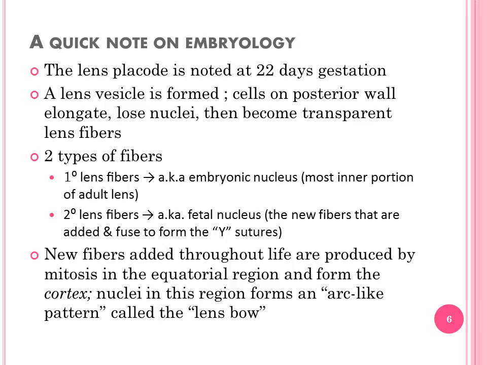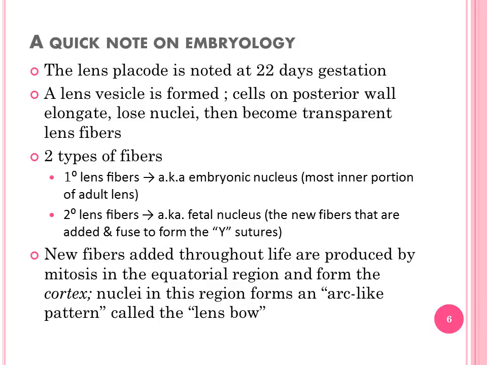So this is a quick note on embryology. I don't want you guys to get too lost in embryology. That was a topic that Alice and I actually had to throw out. We couldn't cover it. But I do want you guys to be aware of how the lens forms, and there could be a somewhat general question on this. So the lens placode, which is kind of just the development and the formation of the lens, is noted at about 22 days gestation, so in the womb. Which is crazy. That's really early.